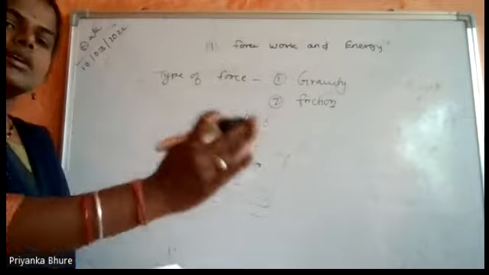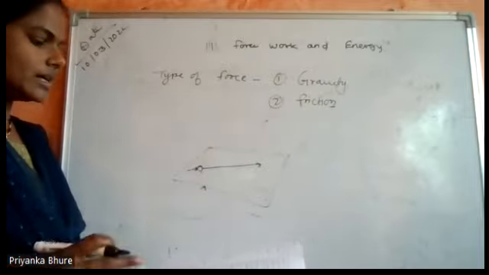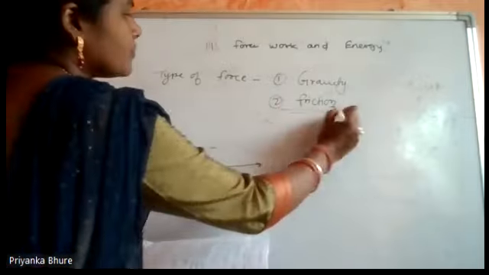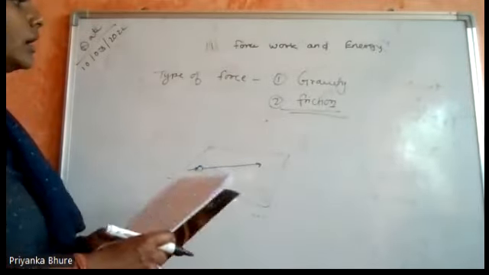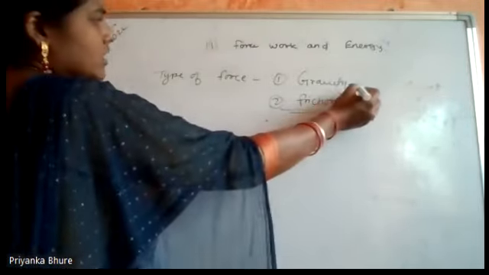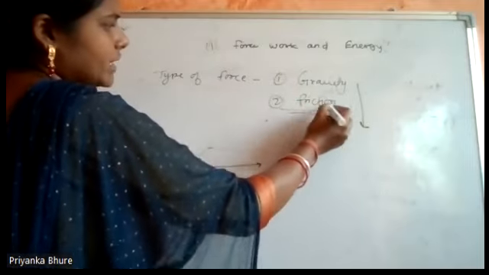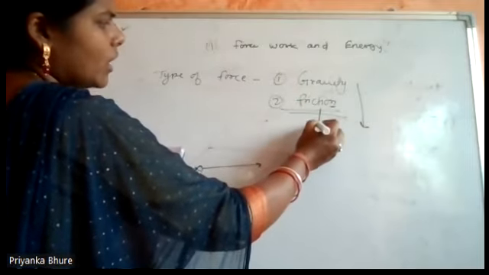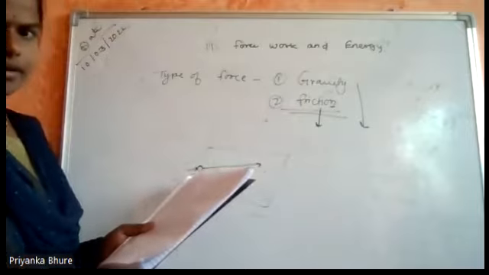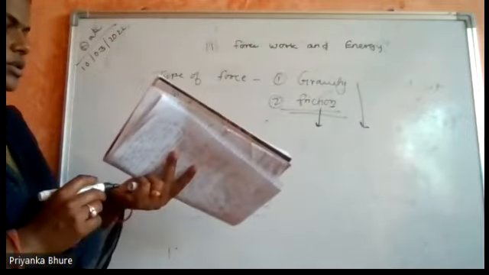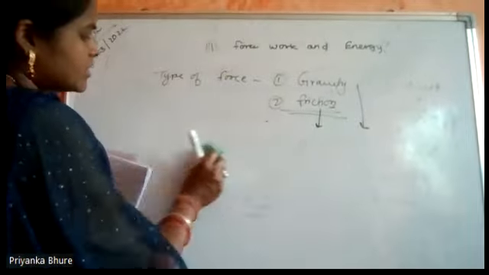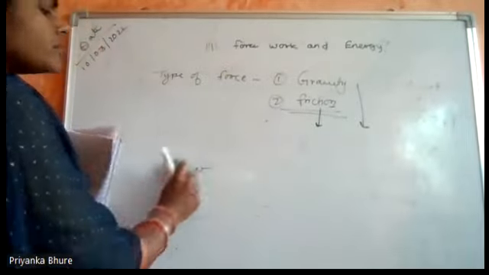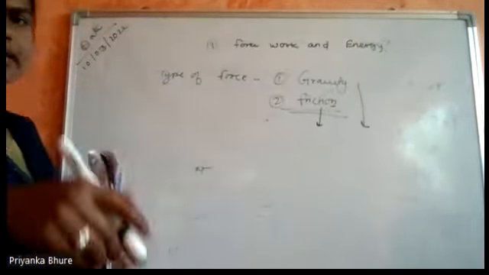That will move to a certain distance and just stop there, and that is only known as friction. In gravity the object just falls down, but in friction it slowly stops at a certain point. For example, if there is no friction, what will happen? The object will continuously move or continuously fall.